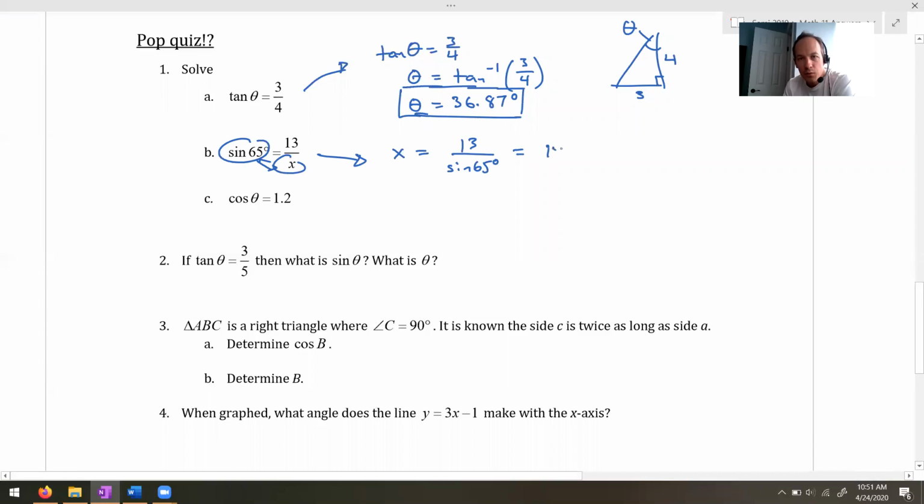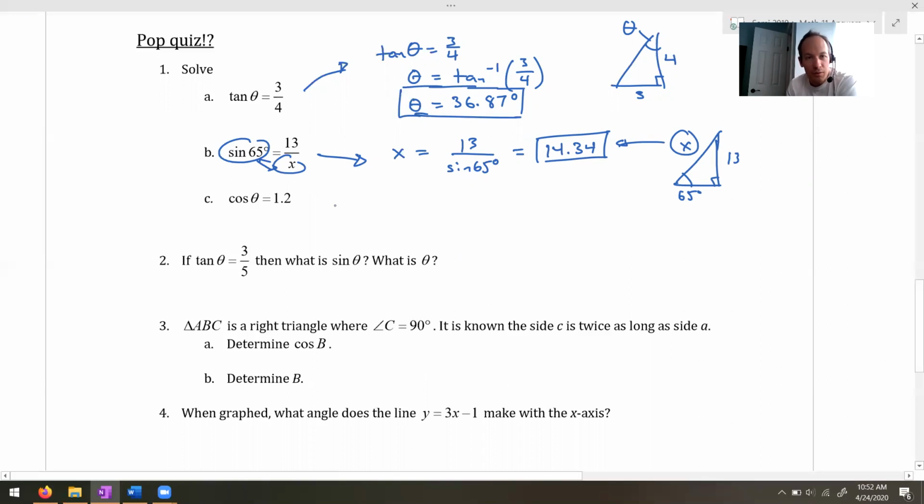14.34, that is the side length. So if I was to sketch a triangle, this was 65 degrees. Sine is opposite over hypotenuse. So is it reasonable that x could be 14.34? Yeah. In fact, the hypotenuse is always the longest side, so it's got to be longer than 13.